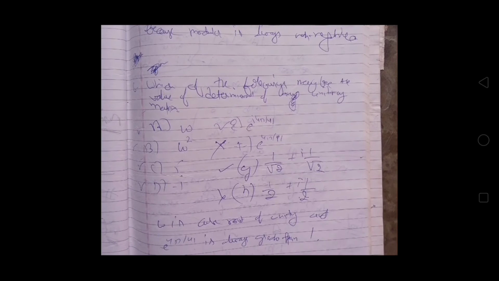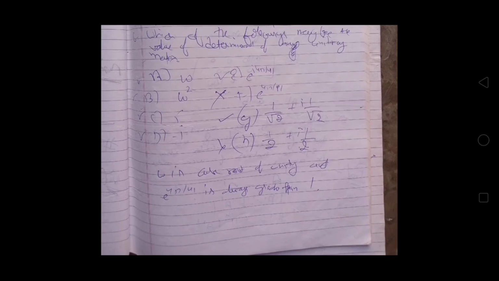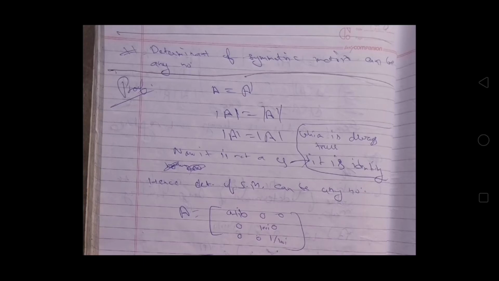Now consider this question. Which of the following may be the value of determinant of unitary matrix? So you have to just go for the magnitude value. So A, B, C, D, E, G options are correct, because in all of these cases you will get magnitude equal to 1 for all of these complex numbers, and for the other options you will not get a magnitude value equal to 1.